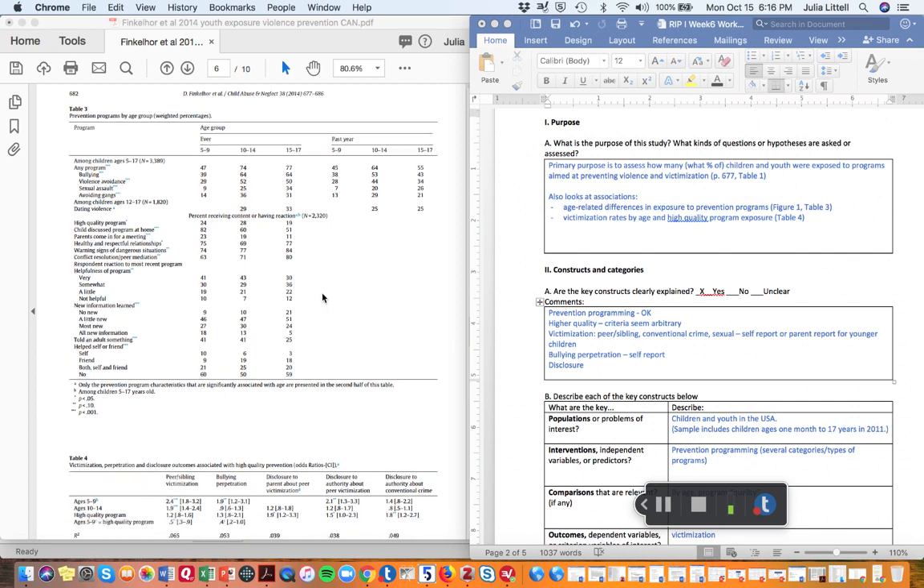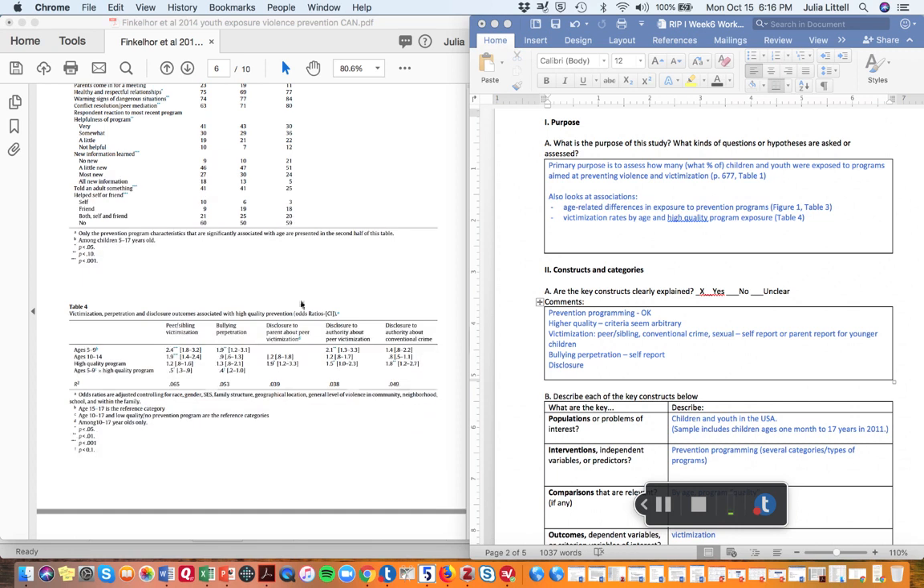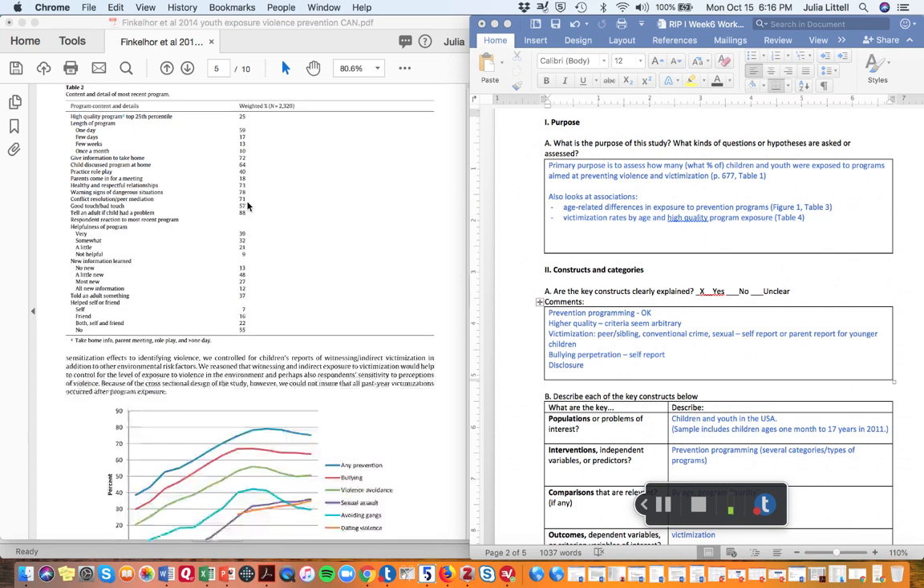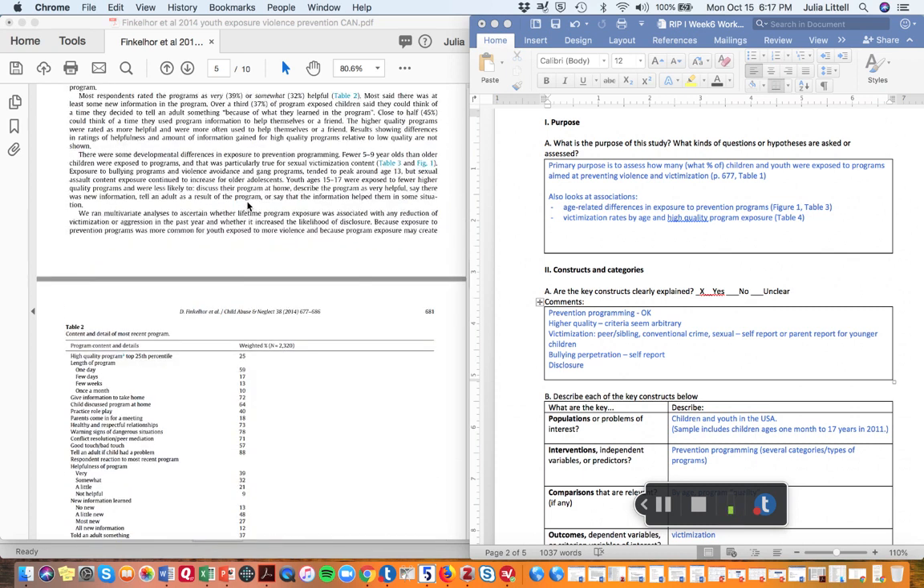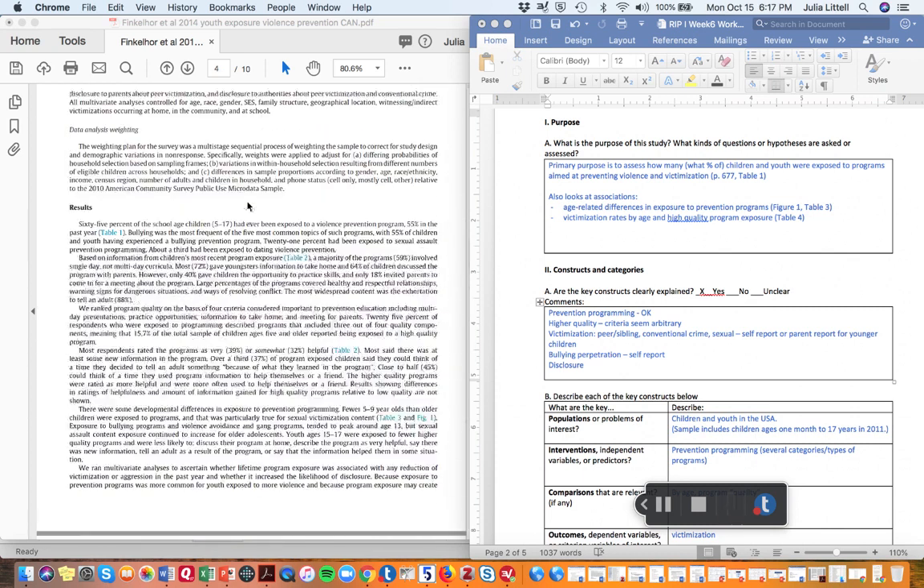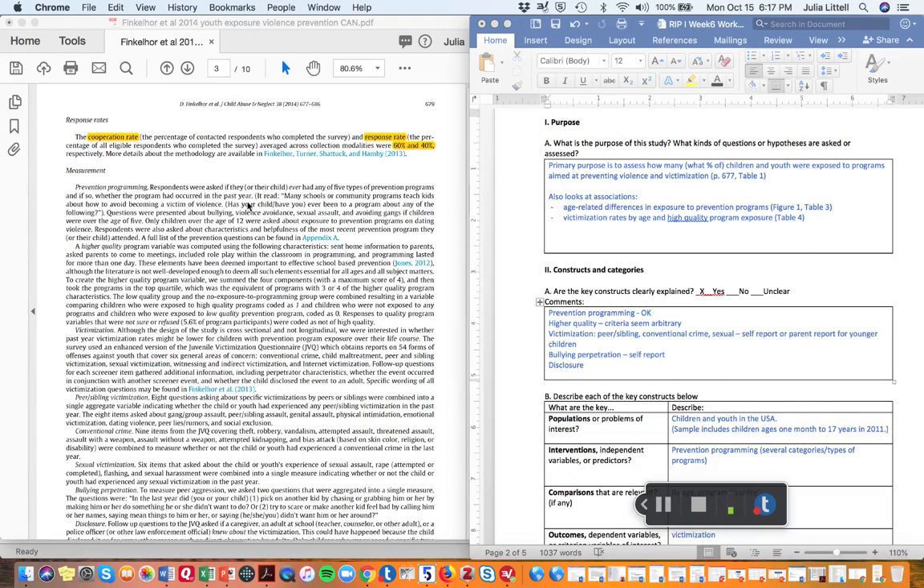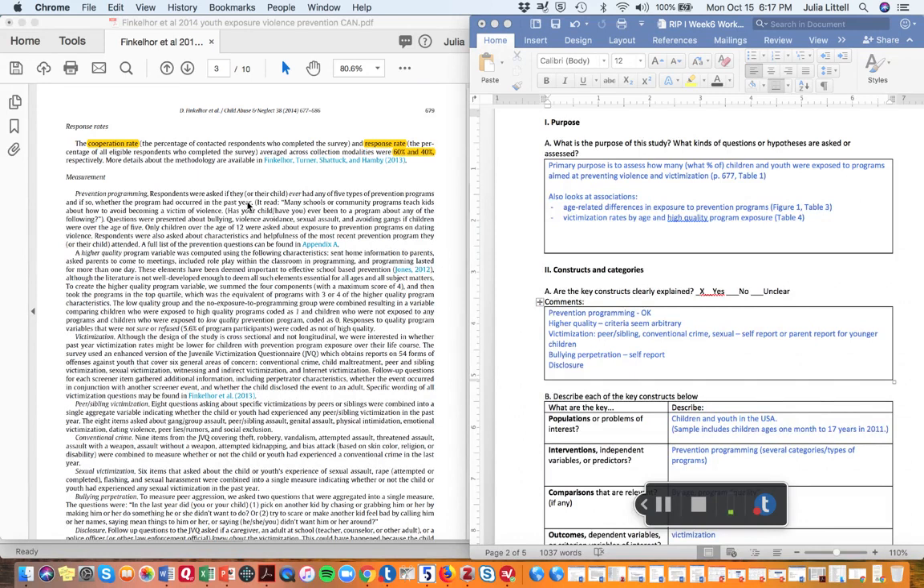And the paper also looks at victimization rates by age and high-quality prevention program in Table 4. I think this is the weakest part of the study, by the way, but I'll come back to that. So in terms of constructs and categories, are the constructs explained clearly? Well, I think they are, and they're described here on page 679 under measurement. So here you see a paragraph describing each of the constructs.